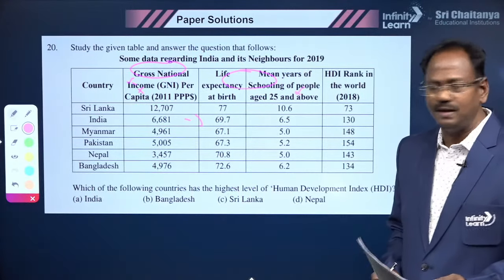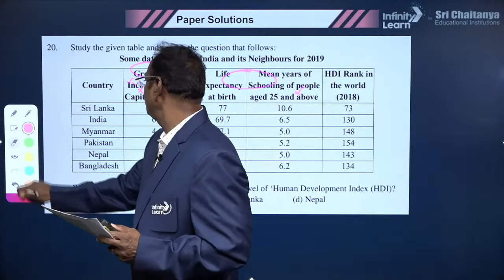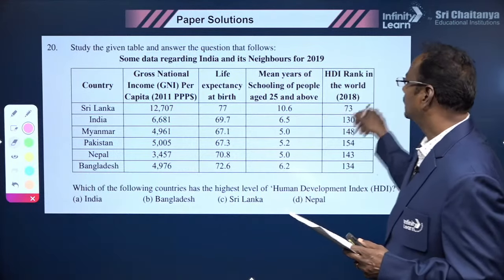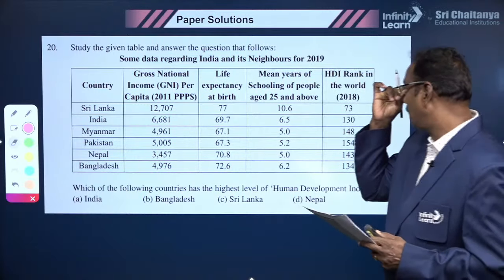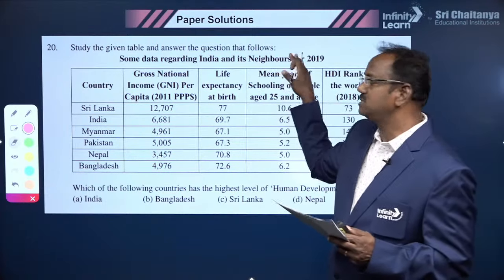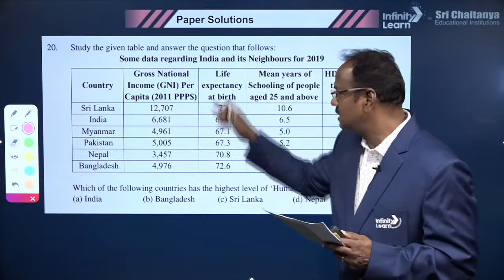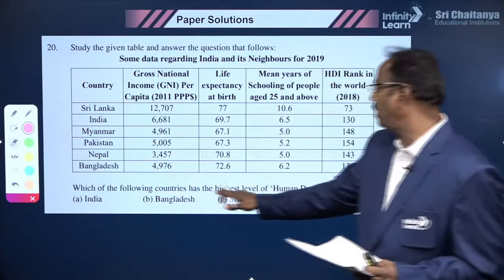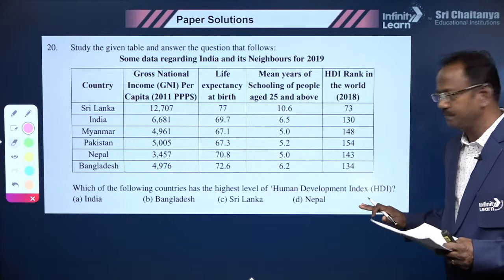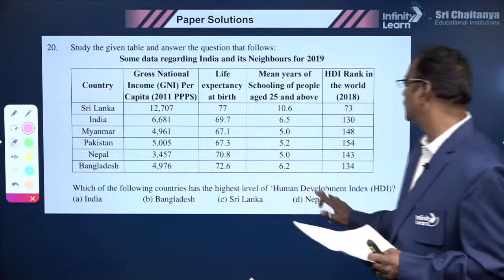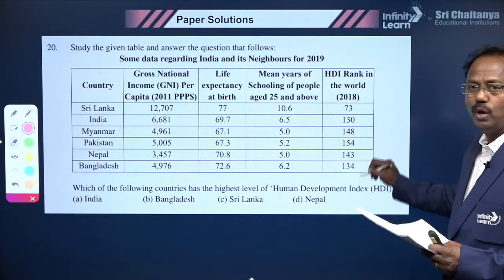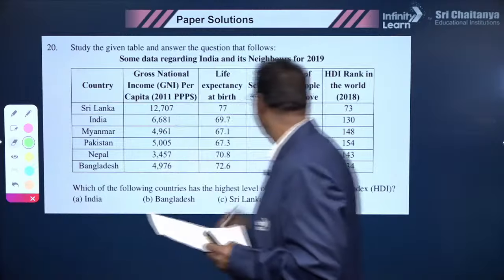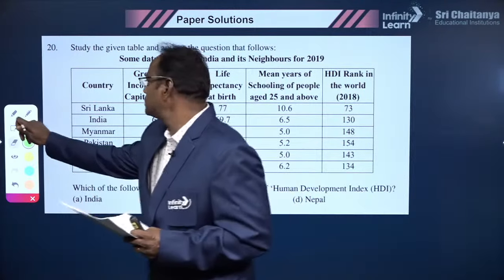Then question number 20, last and final, we have this table here. This table is given from the textbook, and this lesson is all about the comparison of countries in the HDI, and it is from the 2019 report. India and its neighboring countries are being discussed and compared. The question related to this table is: which of the following countries has the highest level of Human Development Index? India, Bangladesh, Sri Lanka and Nepal: which country has the lowest rank, the number? When the rank number is low, its development is highest, my dear children, right?